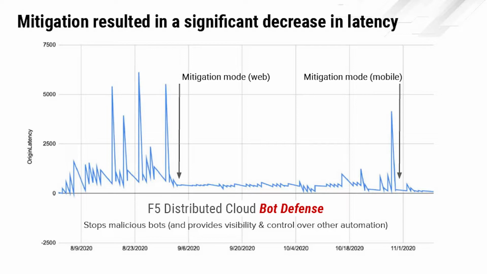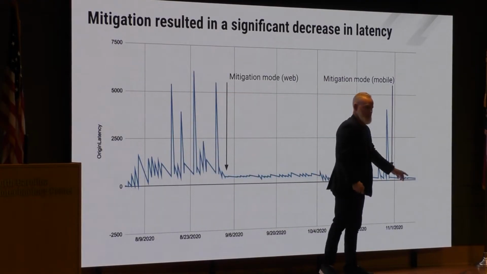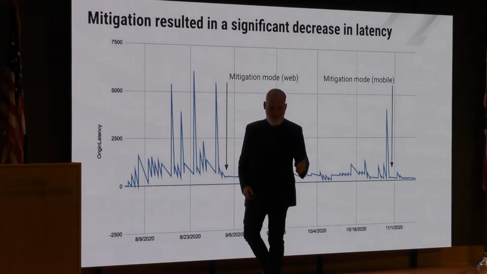These spikes correspond to attacks, us going to mitigation mode, much lower latency. And then here's another attack on the mobile API, we go into mitigation and the latency drops. So yes, there is some latency introduced, but we typically see a net improvement.